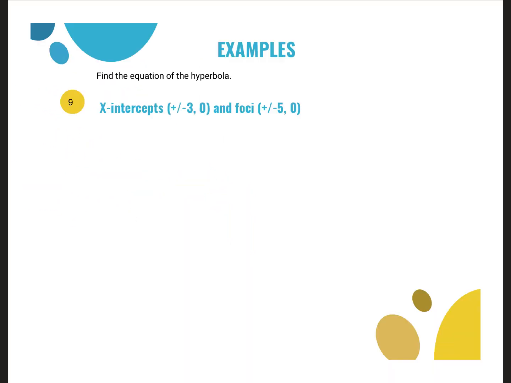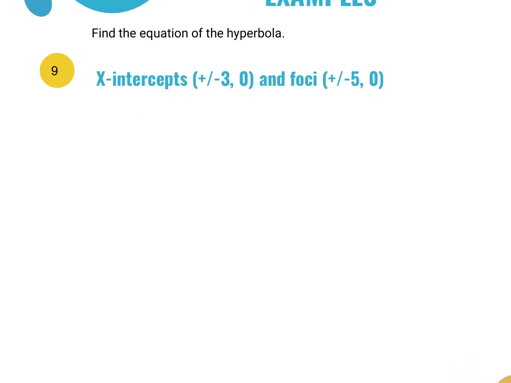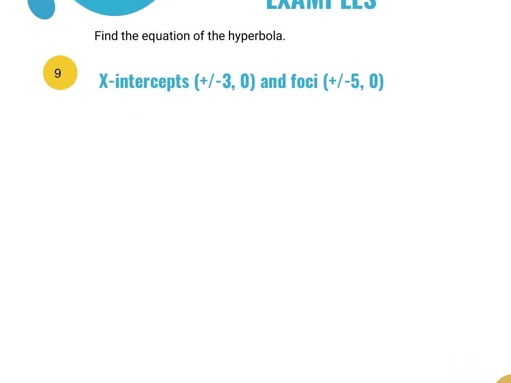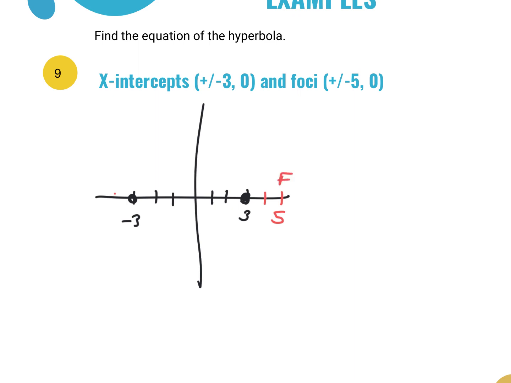All right, let's look at the next. I have 2 more and then we're done for today. I want you to understand what a given piece of information means. They told me the x-intercepts. What is an x-intercept? Where the graph crosses the x-axis. So I have one at positive 3 and one at negative 3. It doesn't call it a vertex or anything, it just says this is where the graph goes through. Does that make sense? And then it tells me that my foci are at positive 5 and negative 5.